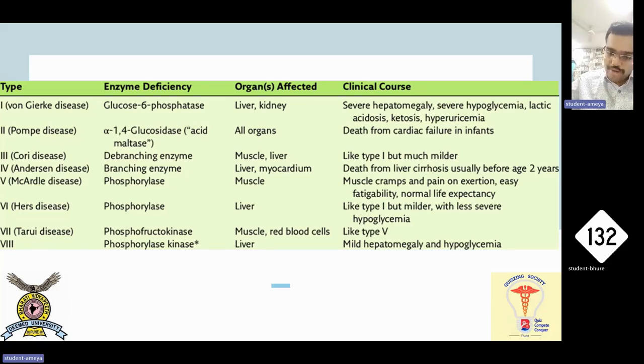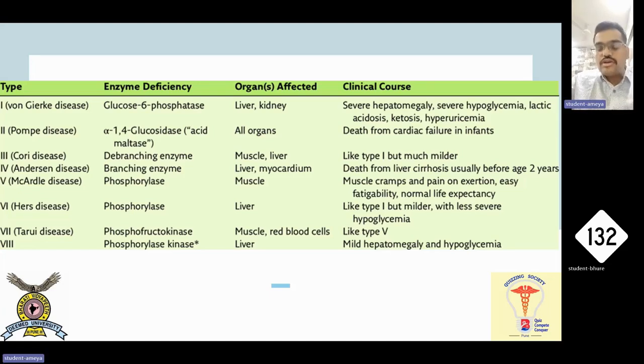GSD 4, और, is Anderson's disease. GSD 5, में, McArdle's disease. GSD 6, होशियार, Hers disease. GSD 7, था, Tarui's disease.